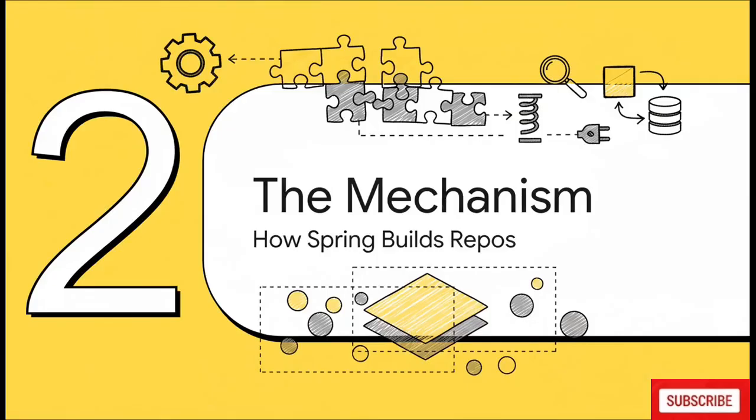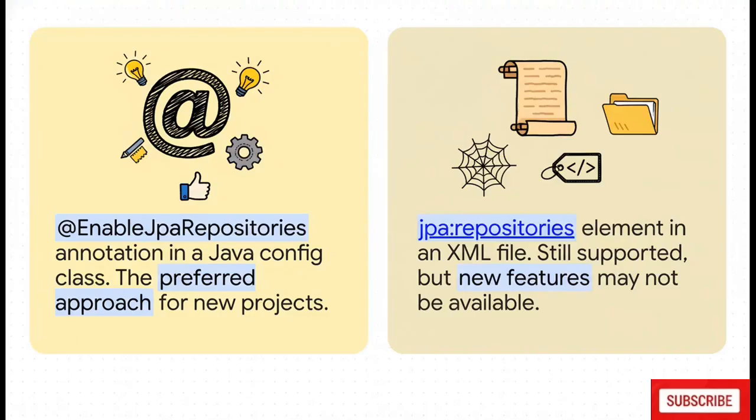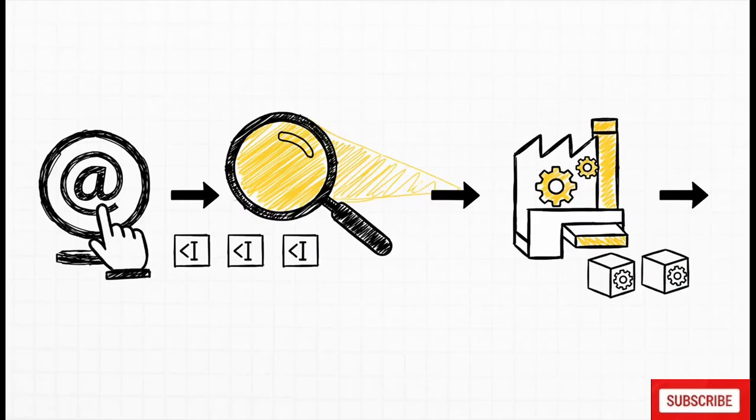Okay, so we've got these awesome interfaces, but how does Spring find them and then magically create the implementations? Well, that all comes down to configuration. You've basically got two ways to tell Spring to do its thing: the modern way, using Java config, or the old-school legacy way with XML. Now, XML is still supported, but let's be honest, almost every new project these days uses Java config with annotations. They both get you to the same place, but Java config is just cleaner and feels more natural in modern Java. And really, this is the secret sauce.